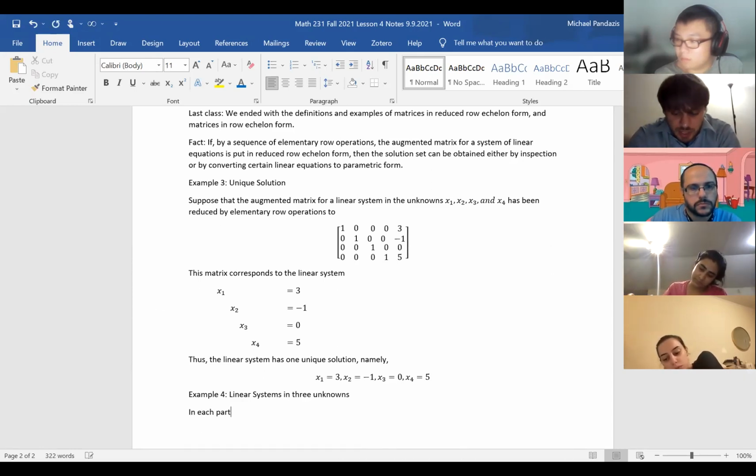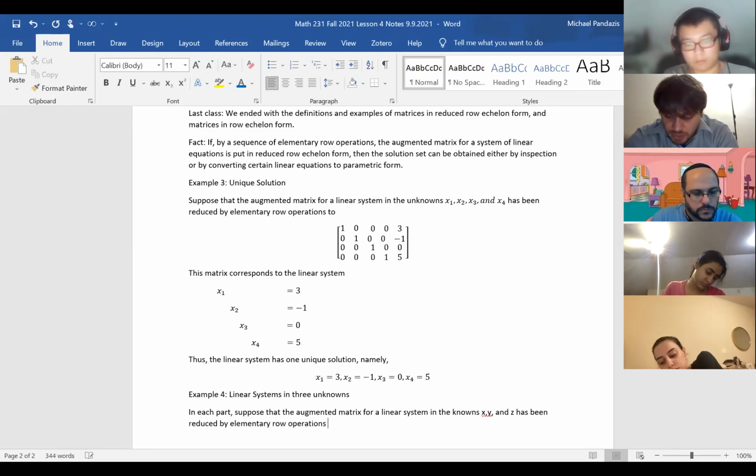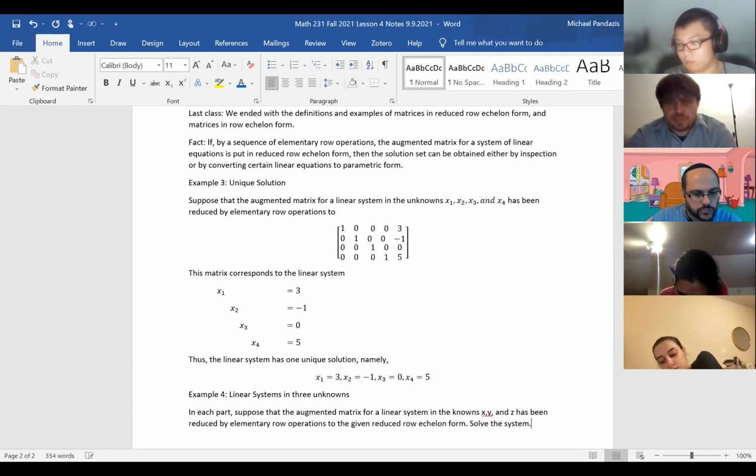In each part, suppose that the augmented matrix for a linear system in the unknowns x, y, and z has been reduced by elementary row operations to the given reduced row echelon form. Solve the system.